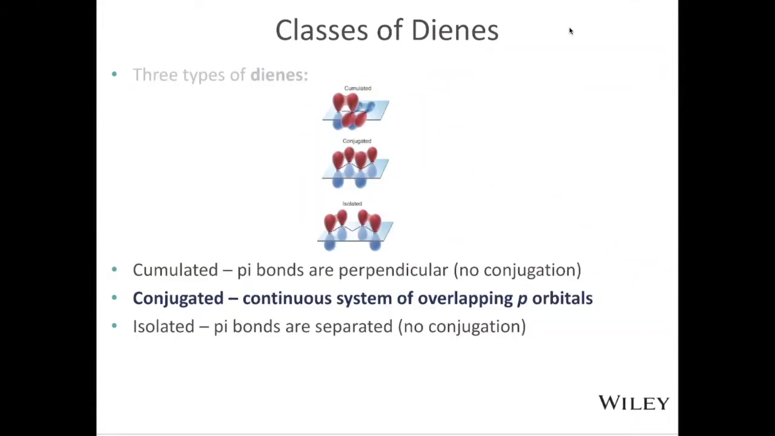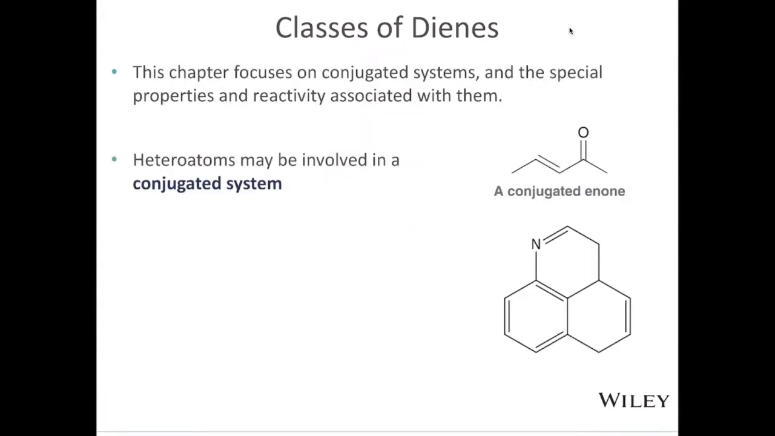If we look at the p orbitals of the pi bonds in these three types of dienes, you can see that this situation with the accumulated are very unstable. We have these perpendicular pi bonds right next to each other. Conjugated are actually very stable, and we can have delocalization of the electrons around the entire system. And isolated are just two independent alkenes, and there's no delocalization possible. This chapter focuses on conjugated systems and the special properties and reactivity that they have.